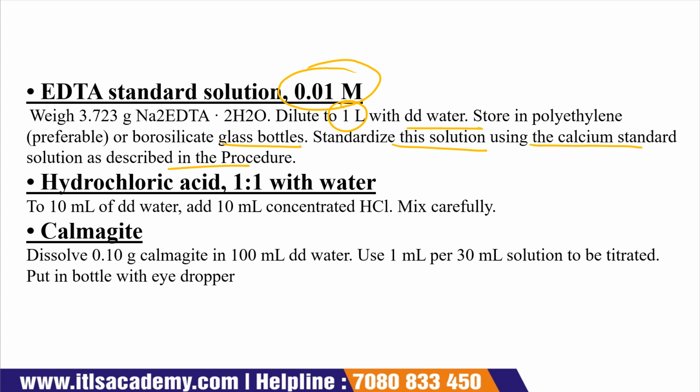Now after that we require hydrochloric acid 1:1 with water. If we take HCl 10 ml, then water should also be 10 ml. Now we have to mix it very carefully, and the water is what?